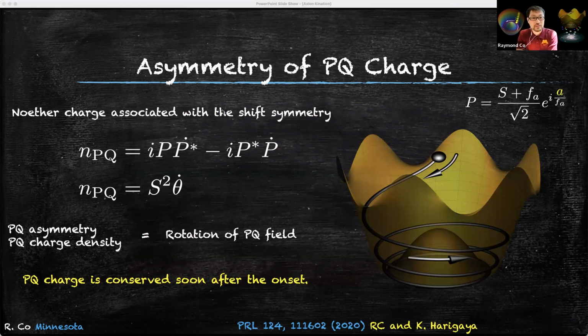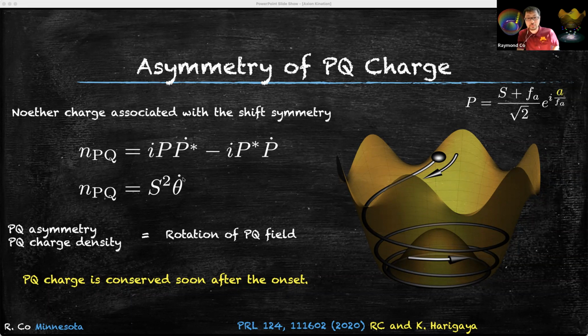Okay, so let's now understand this rotation in terms of a conserved quantity. We know we have a shift symmetry. Soon after the onset of the rotation, the conserved quantity can be computed using the shift symmetry by looking at the Noether charge. The Noether charge has this form, P times P dot star minus the Hermitian conjugate. And if you use this expression of the radial mode axion and angular mode axion, what you find is that the number density of this conserved quantity is given by the radius squared times the angular velocity theta dot.